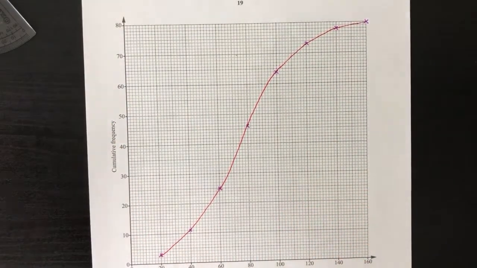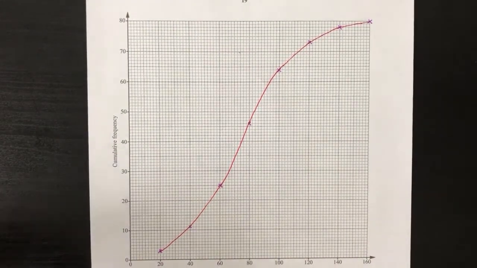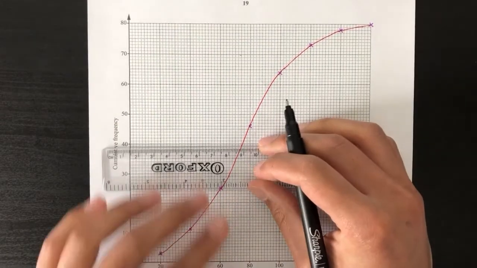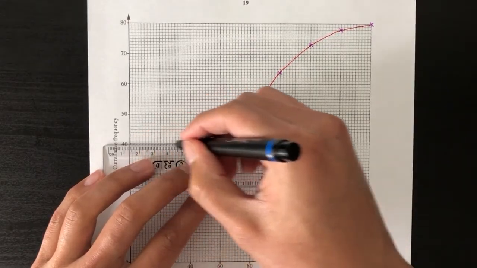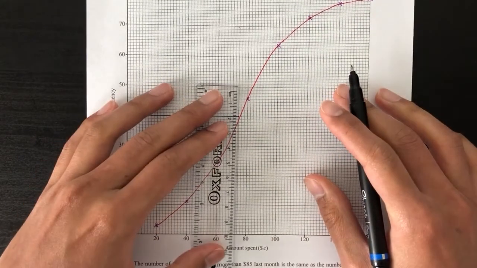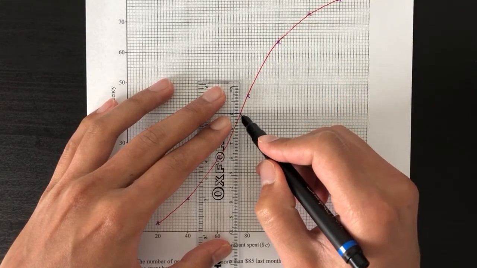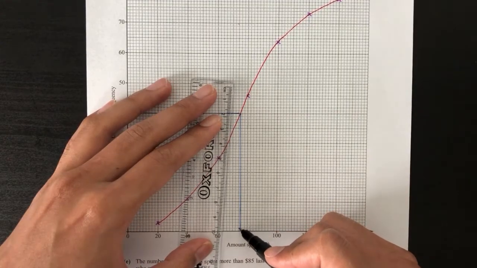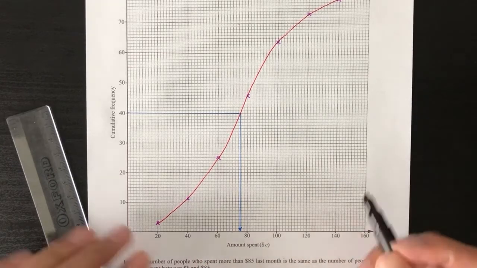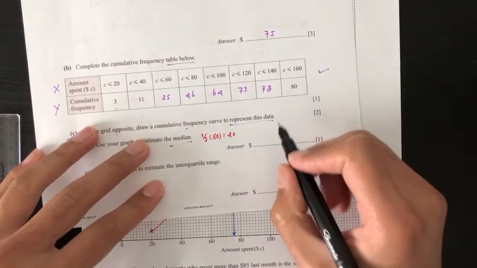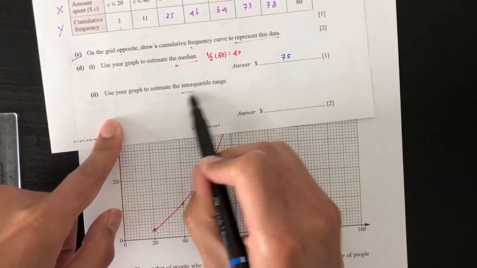So on the graph, let's use a different color. Where is the 40th value? It will be right here, and below, it is between here, so we have 70, 75, so I have median as 75. And then use a graph to estimate the interquartile range.